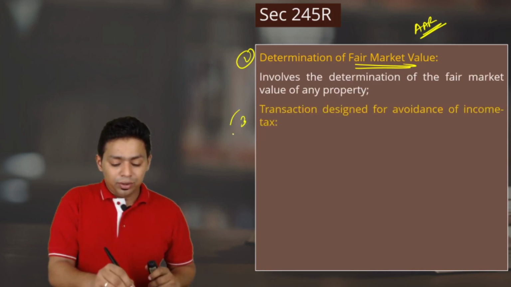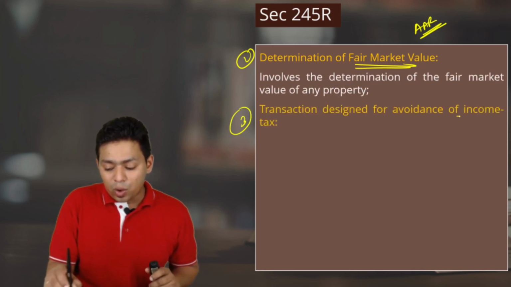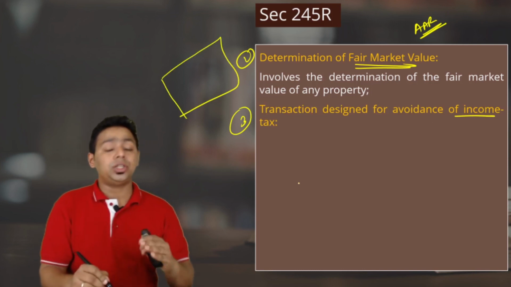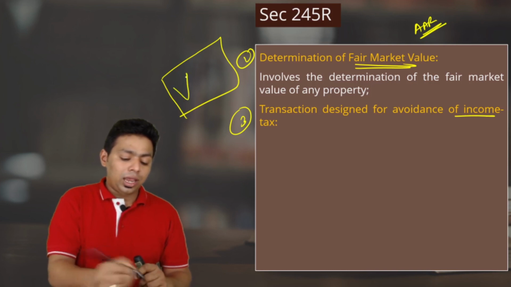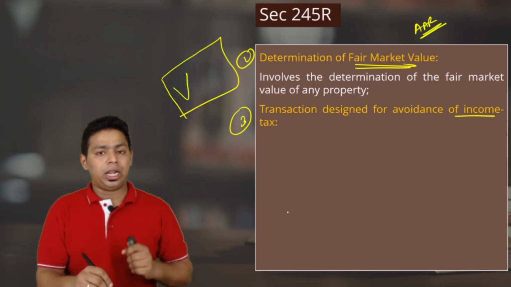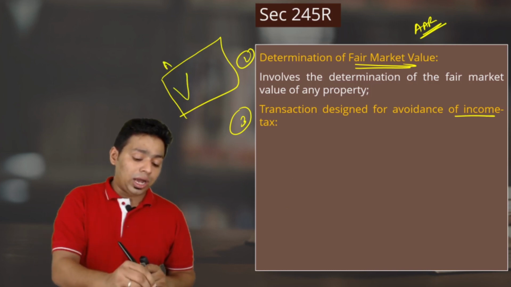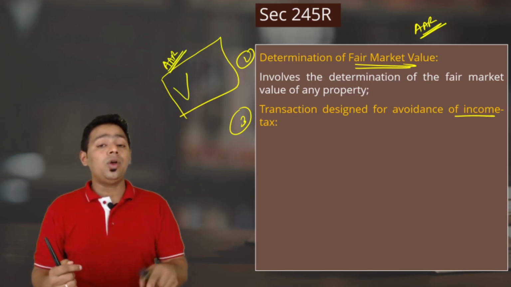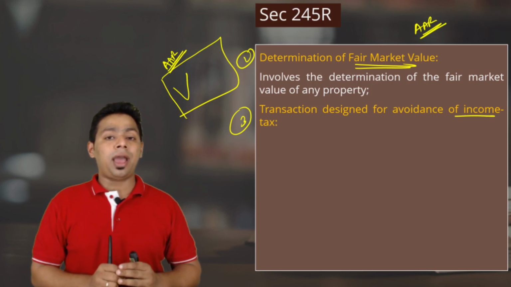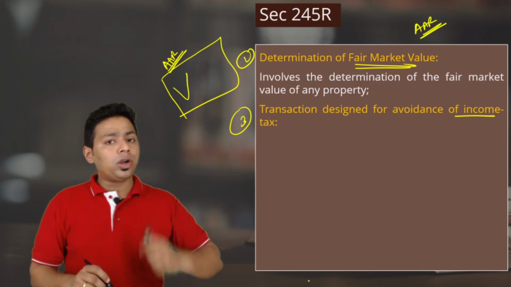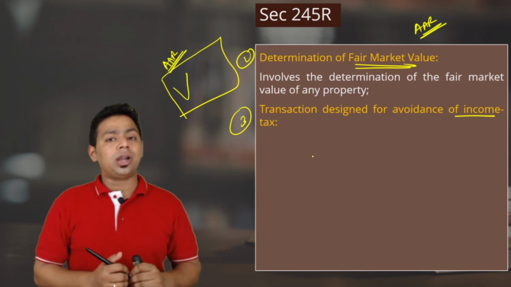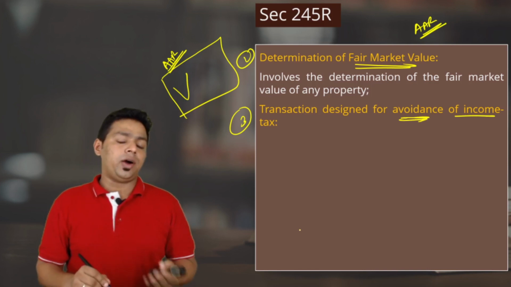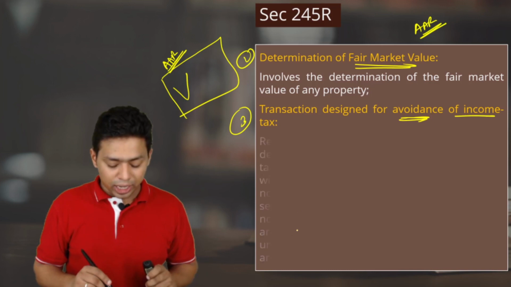Next one, the third one. The transaction is designed for avoidance of income tax. You have structured a transaction in such a beautiful manner that India will definitely lose the tax revenue. And you want to go to AR and make sure whether it is a valid transaction or a valid tax avoidance mechanism. Obviously the department will not allow that. So they are saying if your transaction has the sole intention to avoid tax in India, obviously we will not give any ruling on that.